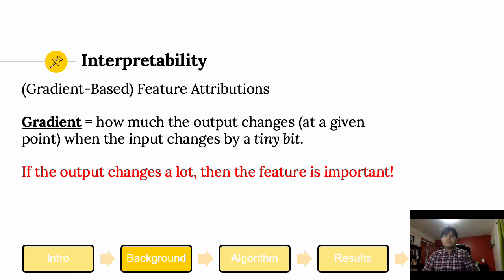Okay, and the particular kind of feature attribution we're going to be using are called gradient-based. There are many examples of gradient-based feature attribution methods. They're usually used to understand the output of a supervised classifier trained to perform some computer vision task, but they can be used in a lot of other contexts as well. And the rough idea here is that if the output changes a lot, then the feature should be important, and the gradient is a measure of that.